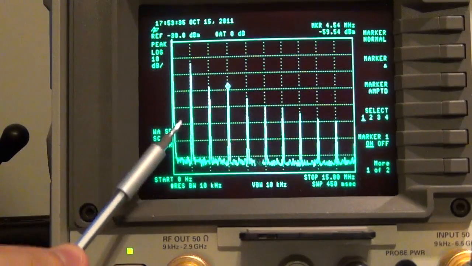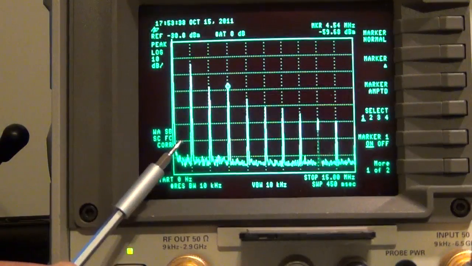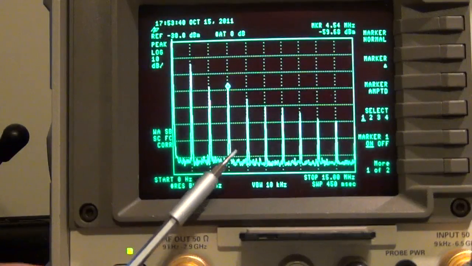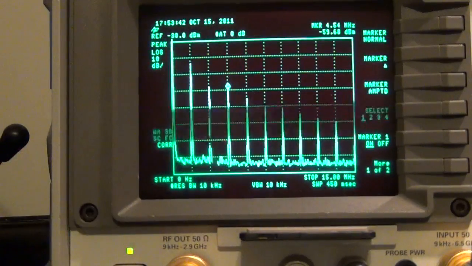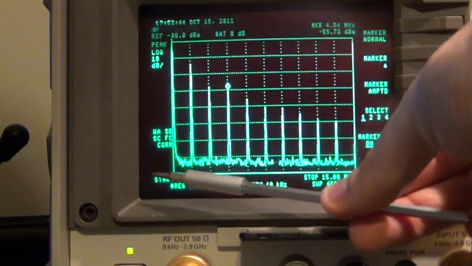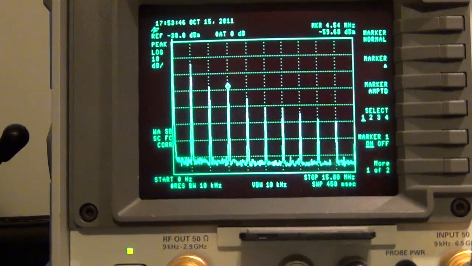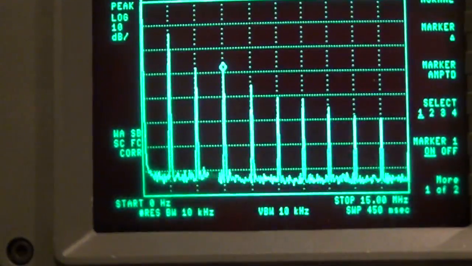So here's the fundamental tone, the frequency that we're actually interested in. Here's the second harmonic, third, fourth, fifth, sixth, all the way out. The span of this is from 0 Hz to 15 megahertz. So those harmonics will keep going, but they will get smaller and smaller as the frequency increases.